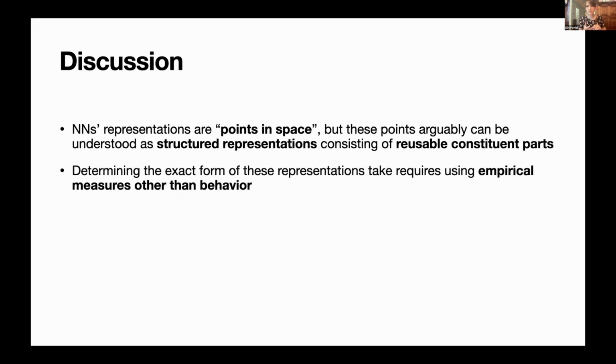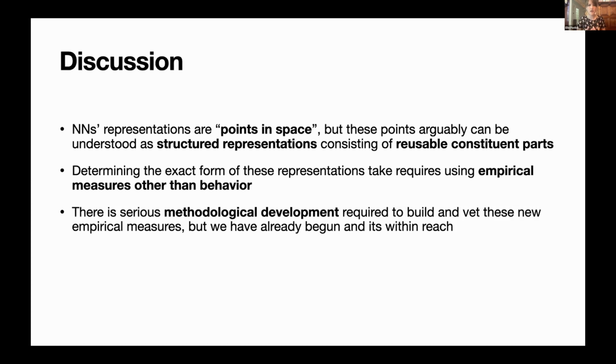But determining the exact form of those representations, and making real claims about this and measuring them up against different theories of compositionality, requires a lot of measurements that are not just behavior. So the real work that needs to happen is, first, methodological development. We've started seeing really exciting work on various probing methods, intervention methods, and other kinds of mechanistic studies of neural networks. And I think that's really what needs to happen, right? We need a way of getting inside there, looking at what's happening and running causal tests.